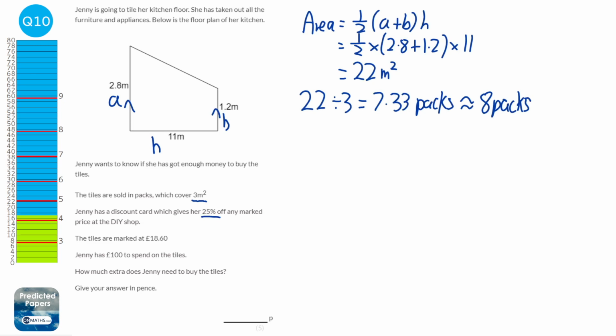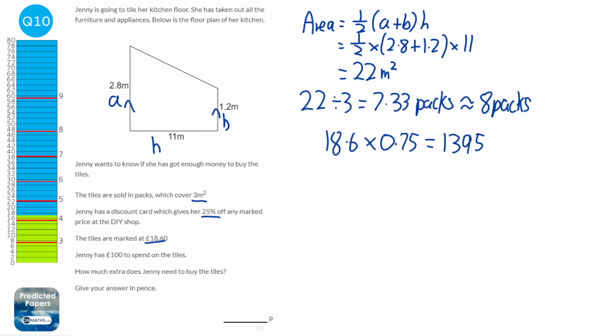So we need to find out what 25% discount would do to the £18.60 for the pack of tiles. And so what we're going to do is get the £18.60 and times it by 0.75. So we're just going to find 3/4 of it because she has a 25% discount, and that would be 1,395. So the tiles are going to cost £13.95.